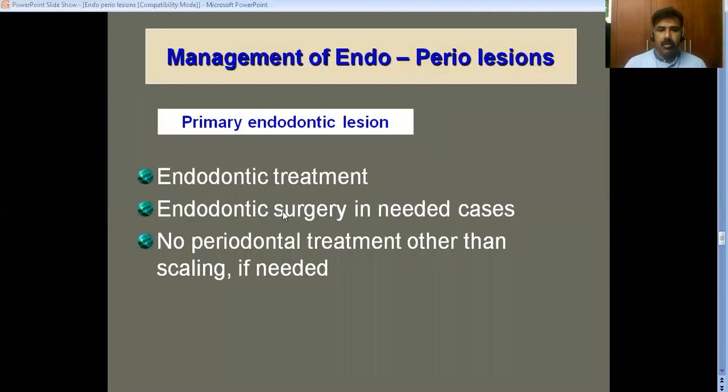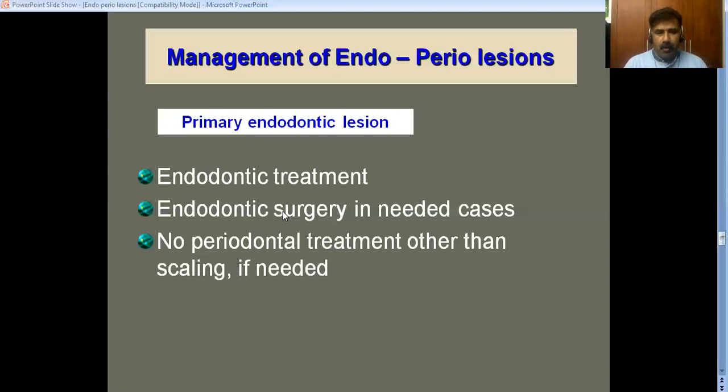Okay, let's go to treatment. How do you manage endo-perio lesions? The first is a primary endodontic lesion. What is a primary endodontic lesion? The lesion is of pulpal origin, and the lesion has spread from the pulp to the surrounding periodontal tissues. So what you have to do is just root canal treatment here. And suppose you have a large periapical granuloma or anything, then probably you'll have to do an endodontic surgery. The only periodontal treatment you have to do is scaling.